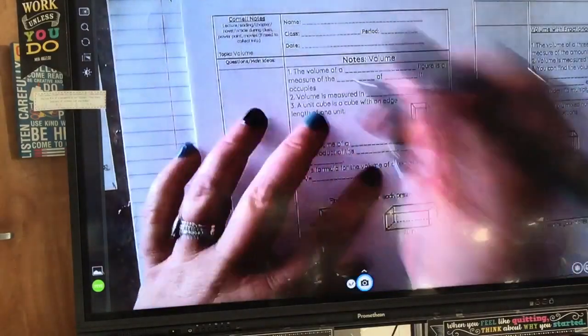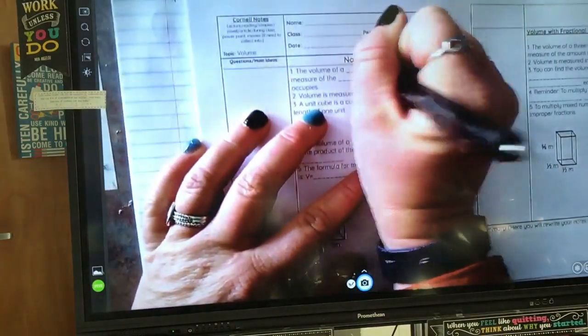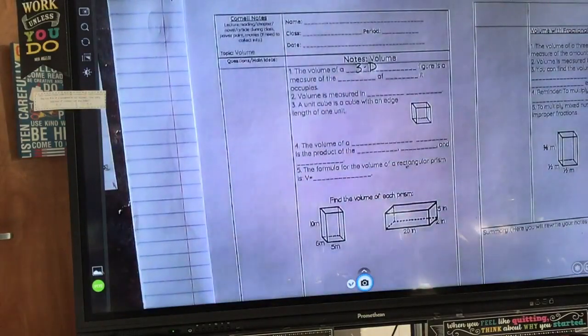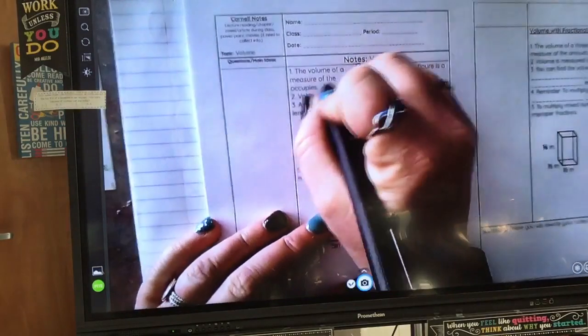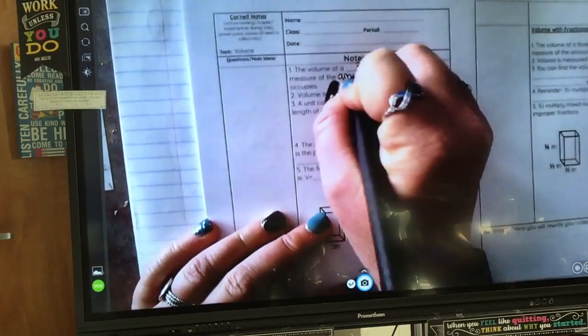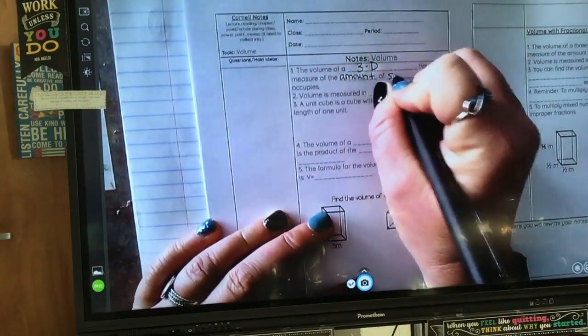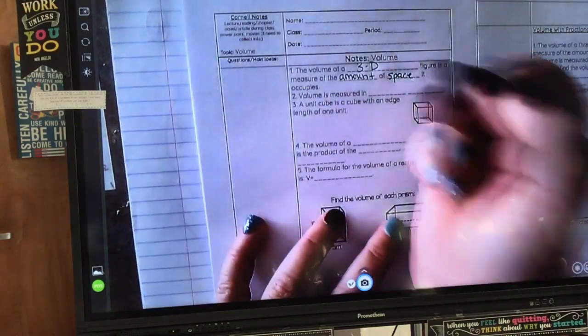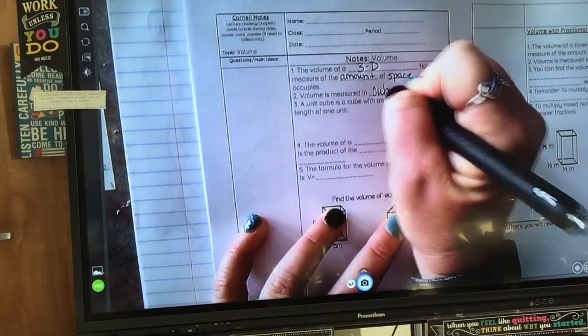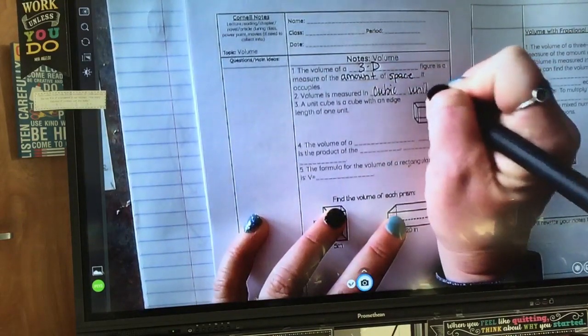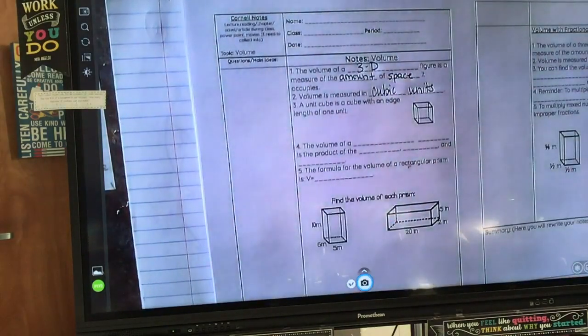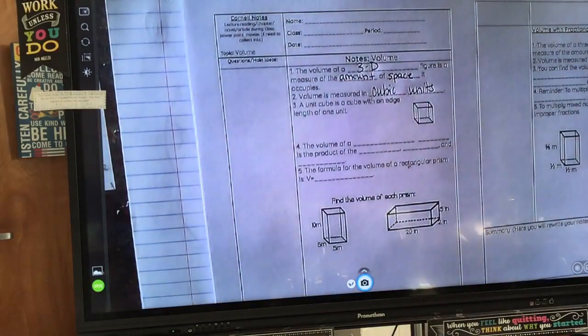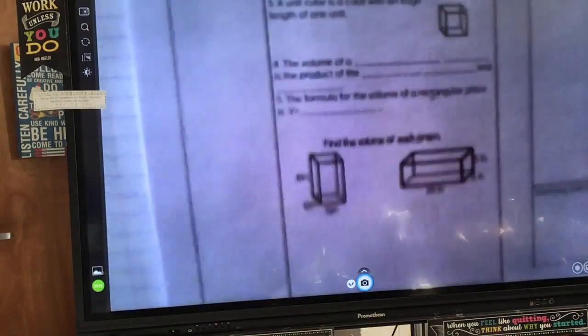Alright, so the volume of a 3D, or if you want to write three-dimensional, it's up to you, figure is a measure of the amount of space it occupies. Volume is measured in cubic units. And a unit cube is a cube with an edge length of 1 unit.